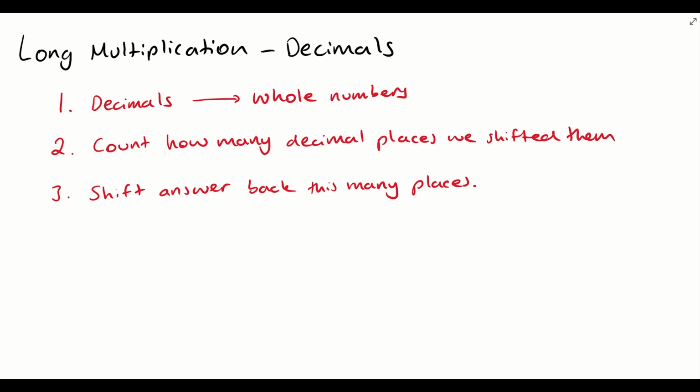Okay, so now that we know how to do multiplication and long multiplication, we can extend these ideas into multiplying decimals. There's a few rules that we go by, and it might seem a little bit unclear at first, but when we do some examples, hopefully this will make a little bit of sense. Firstly, we convert our decimals to whole numbers. We then count how many decimal places we shifted them. That'll make a little bit of sense in a minute. And then we shift our answer back this many places.